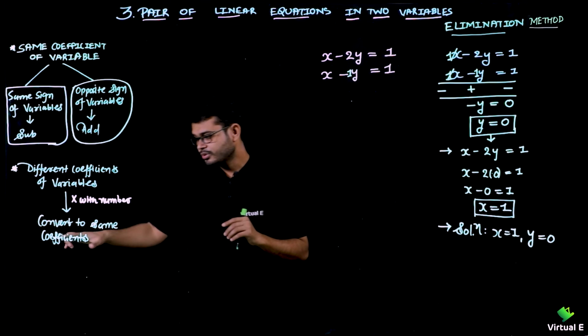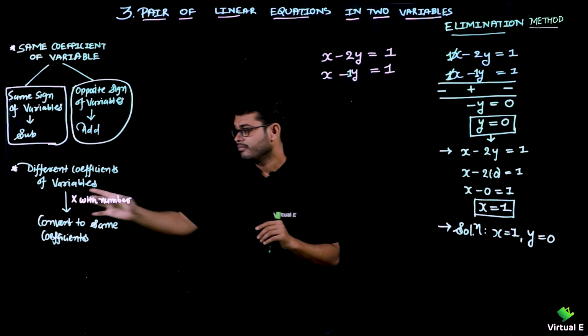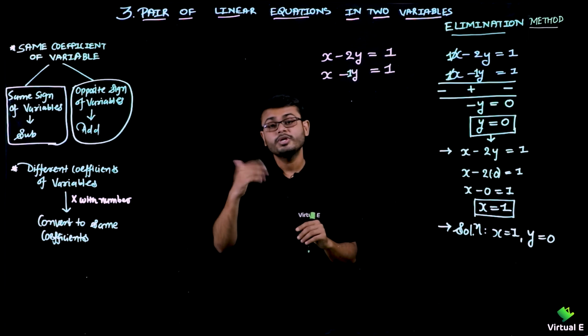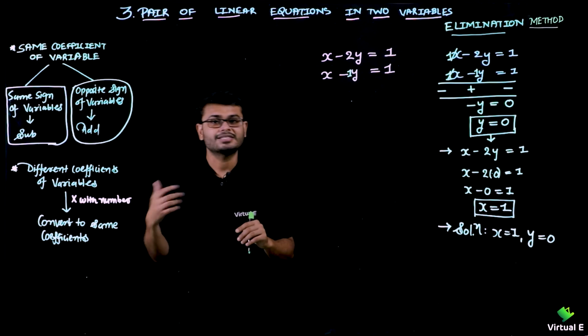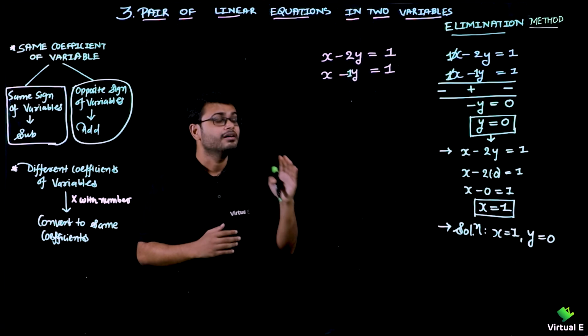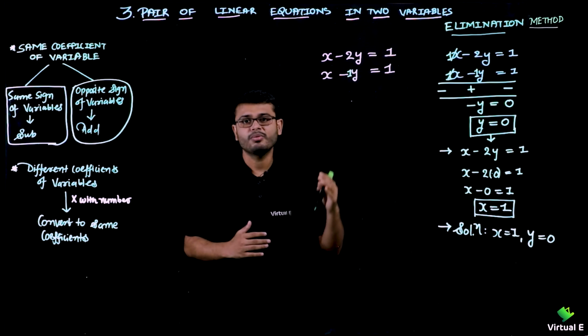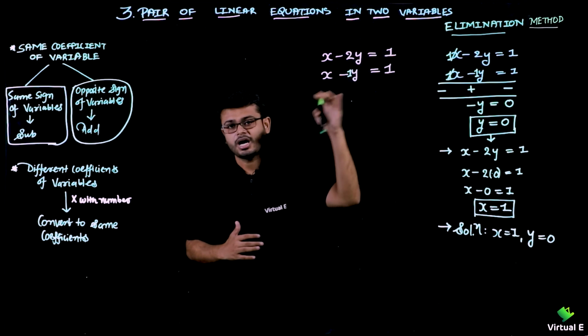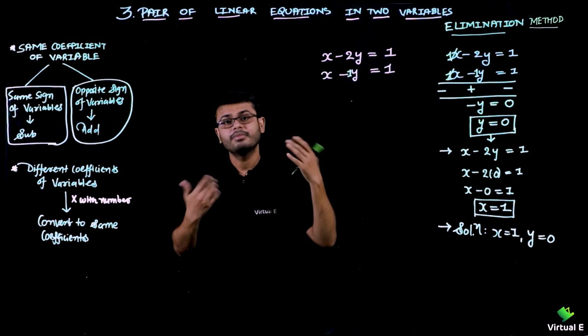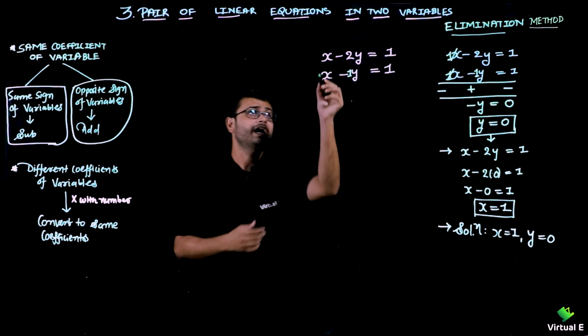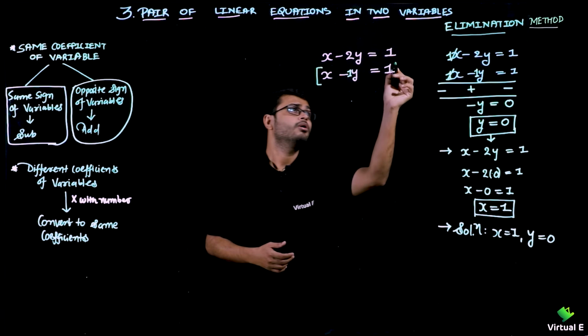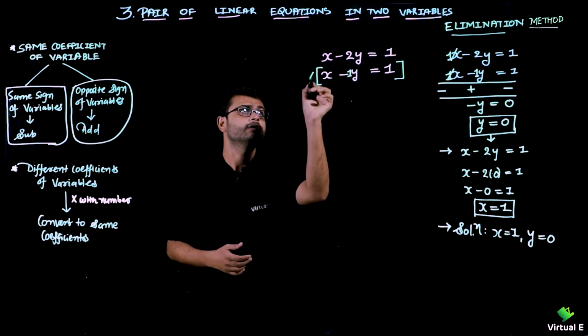We want to convert to same coefficients, but how? Multiply with number. Now which number we need to multiply with? That's a really good question. Think about it. We are going to think in a simple way. You want 2 over here. How can you get 2? By multiplication. So what will I do? I will be multiplying the whole equation with 2.